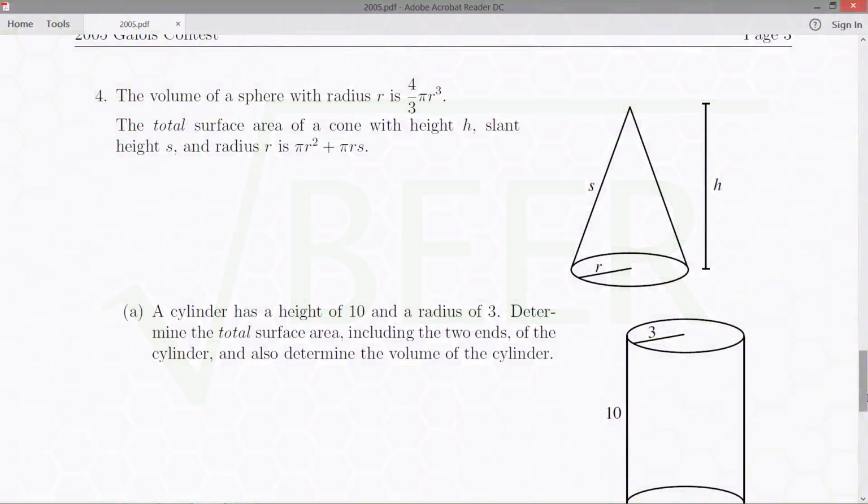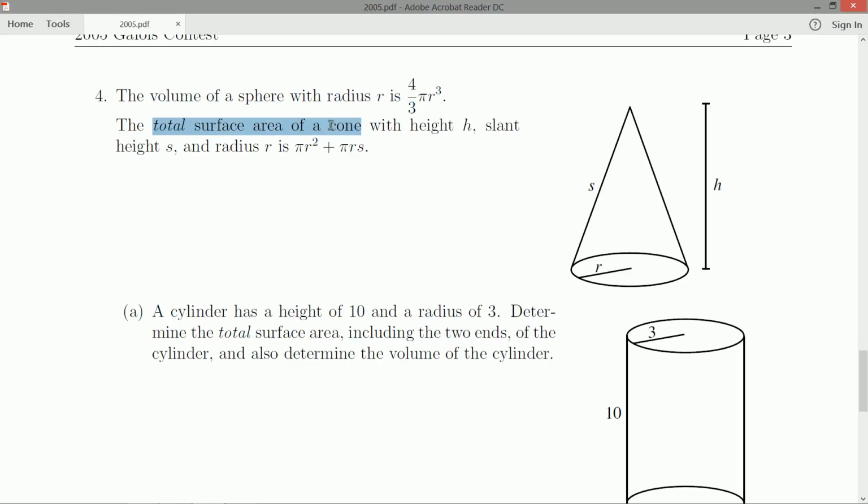Root Beer here. We're going to finish off the 2005 Galois paper with our last question, question number 4. The volume of a sphere with radius r is 4/3 pi r cubed. Okay, good to know. I believe the last time we did solids in high school was in grade 9, so it's probably something you should know, but it's a great reminder.